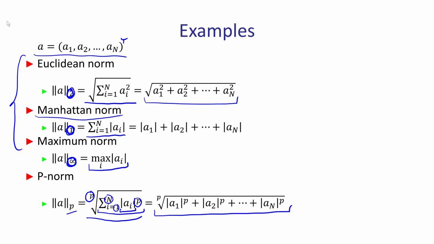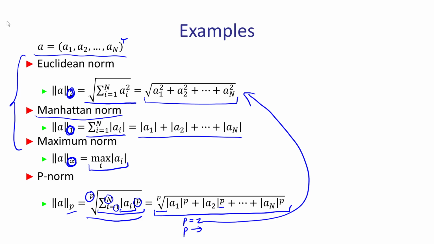So pay attention, if P equals 1, basically the square root disappears here, and then you get the absolute value of A1 to the power of 1 plus the absolute value of A2 to the power of 1 and so on, which is exactly that thing. If you put P equals 2, you get that thing. If P goes to infinity in the limit, you will get this one.